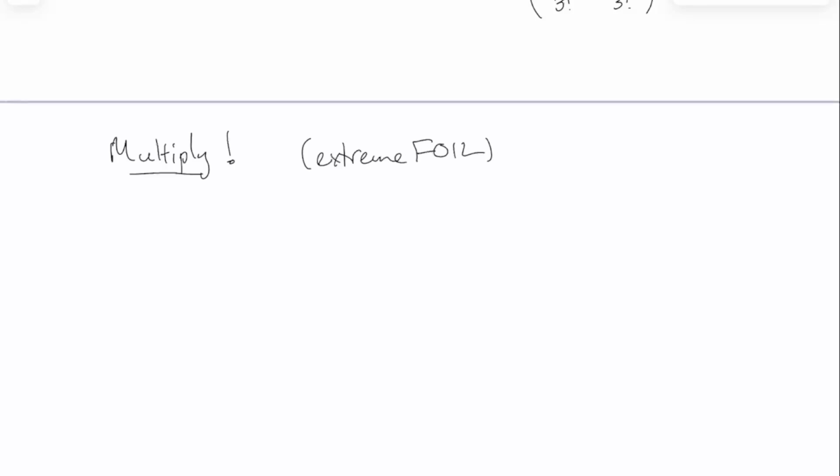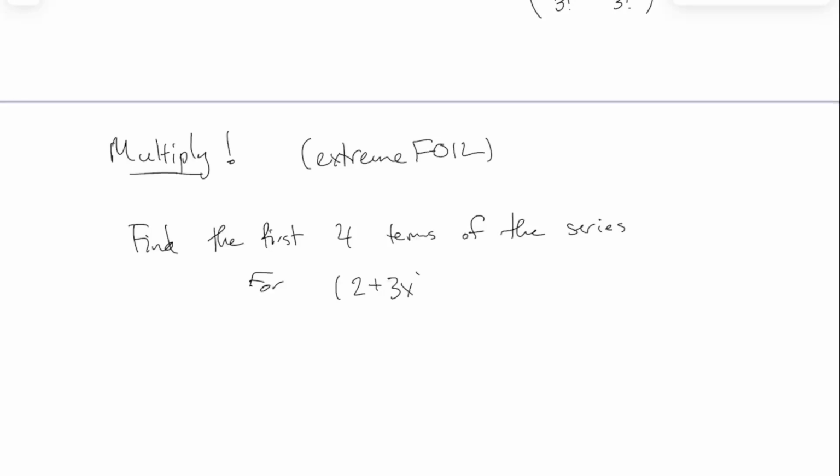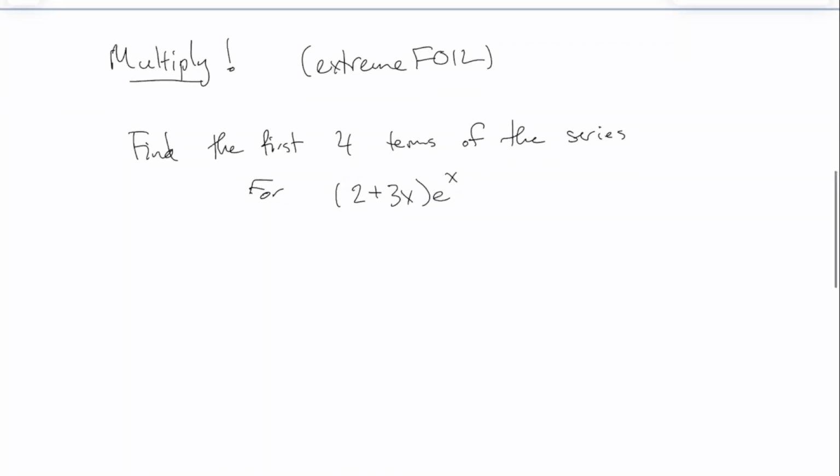All right, let's try a series. Here's how I might ask this on the quiz if I want it to be very specific. Find the first 4 terms of the series for, how about, 2 plus 3x times e to the x. And here they are being multiplied. All right. So the way we do this is by multiplying them, which ends up being some kind of extreme FOIL.